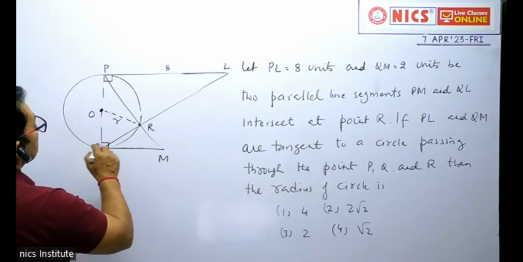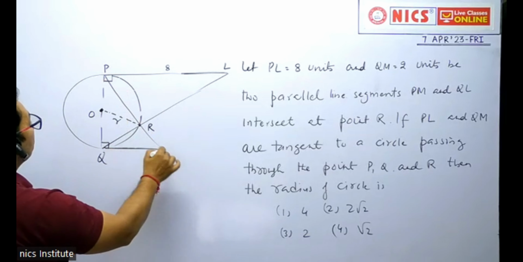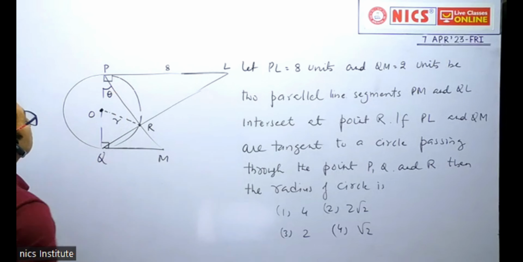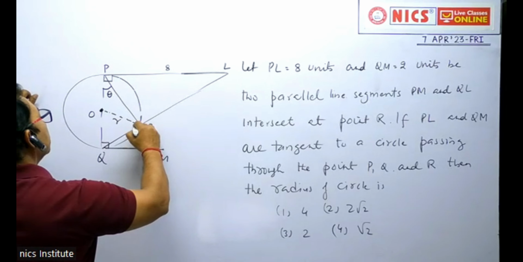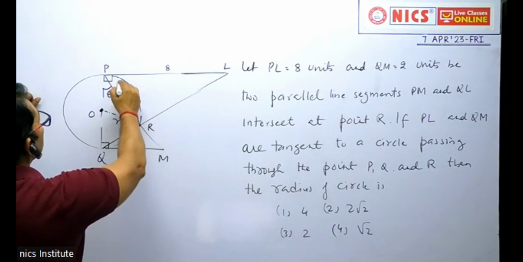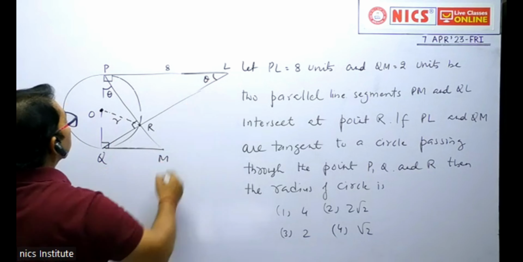If you look at this triangle, PQM is a right angle triangle. So let's assume that this angle is theta. This angle will also be 90, since the angle in a semicircle is 90. So therefore, this is also 90. This would be 90 minus theta. As a result, this would be theta. Agree?